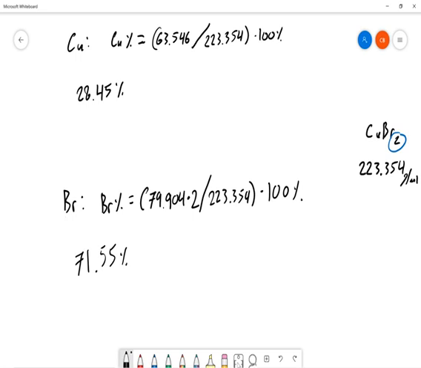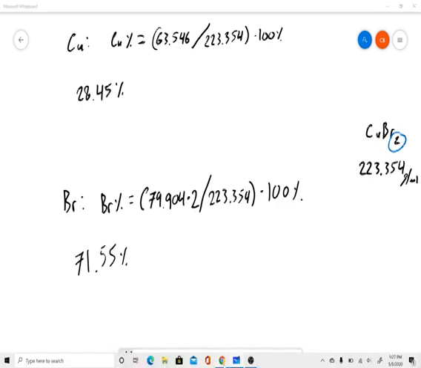79.904 times 2 divided by 223.354, 71.55. Yep. And I rounded a little bit. It's like 549, but it's very, very close.